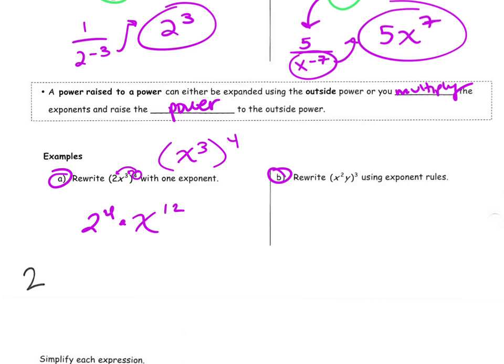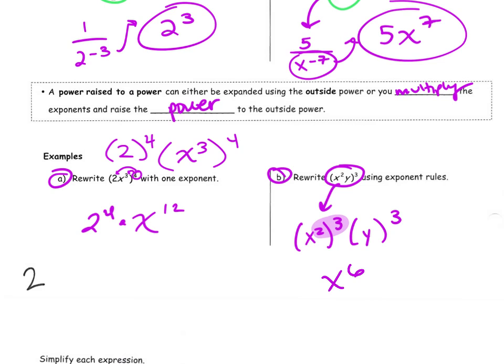Same thing with how we could have written it out here. This is really 2 to the 4th. Okay, that's just separating it. I could have done that here as well. I could have separated this into x squared to the 3rd times y to the 3rd. And again, that power to a power, we multiply. So that's x to the 6th times y cubed.